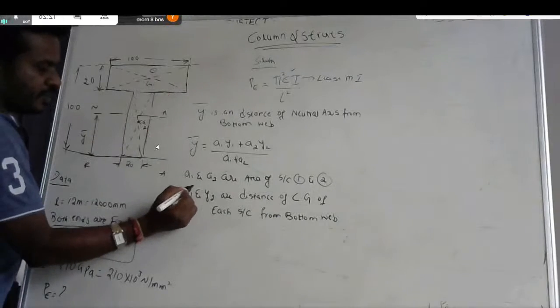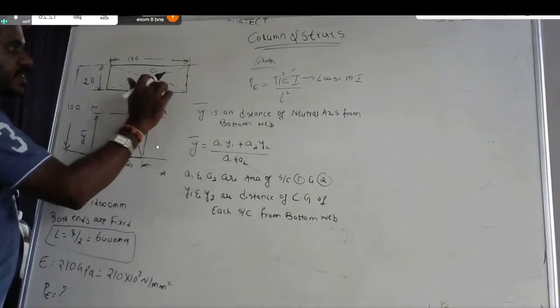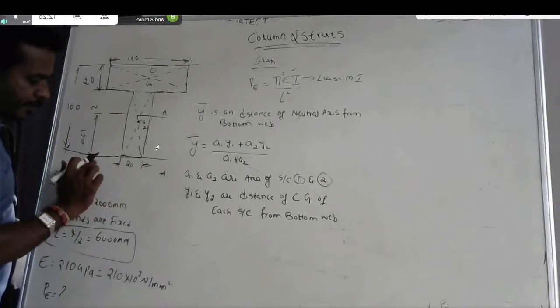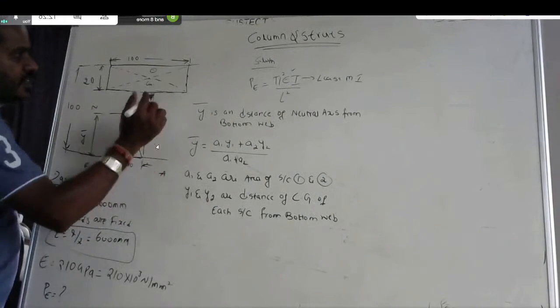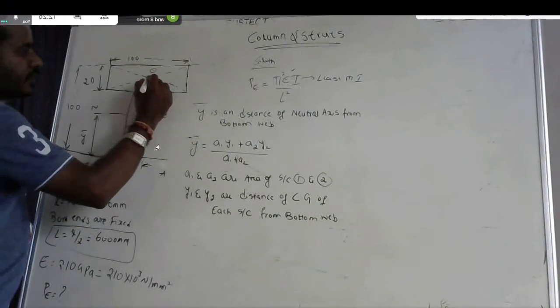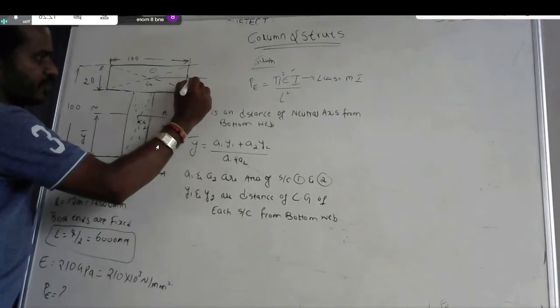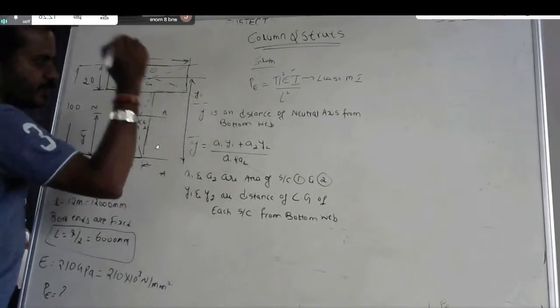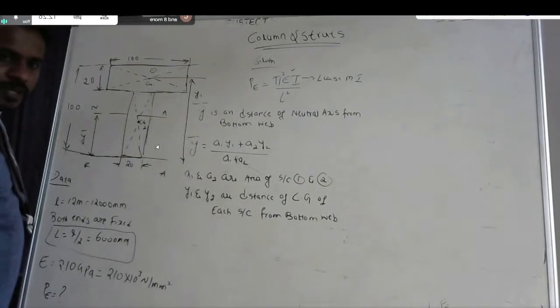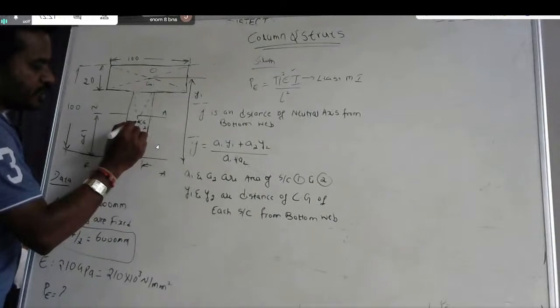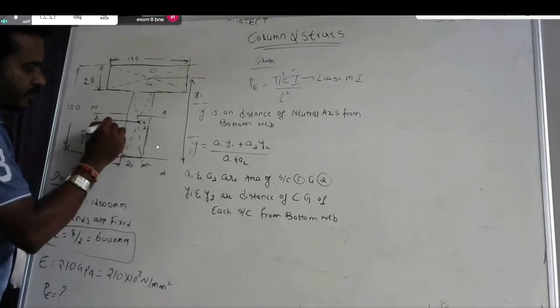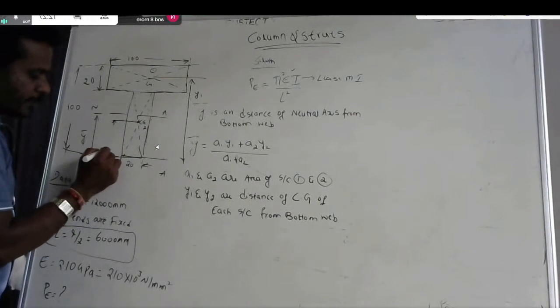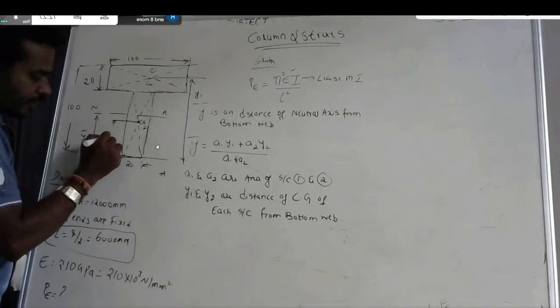Now, y1, y2 are the CG distances of each section from the bottom web. The bottom web is my reference that I have taken. Therefore, CG1 is here, and if we measure from there to the bottom, this is called y1. The CG of section 2 is here. If you measure from the CG of section 2 to the bottom, that will give y2.